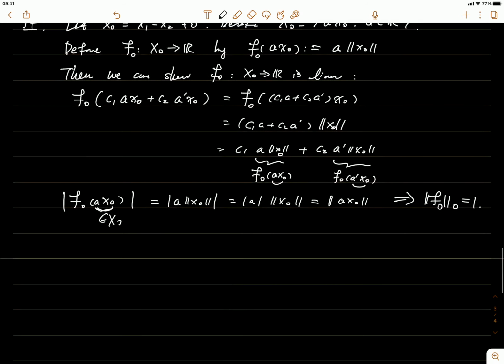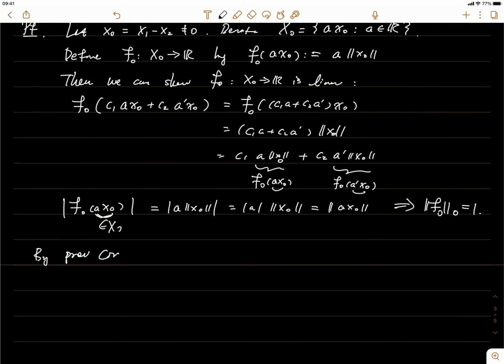Then by the previous corollary, remember that now I have x naught, which is a linear subspace of x, and I also have f naught, a bounded linear functional defined on x naught, in x naught star. So by the previous corollary, we know there exists some f in x star such that f, when we restrict to x naught, is just equal to f naught. And also, the norm of f is equal to the norm of f naught, which is equal to 1.